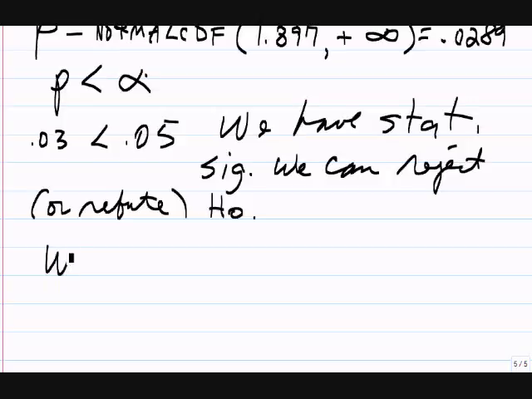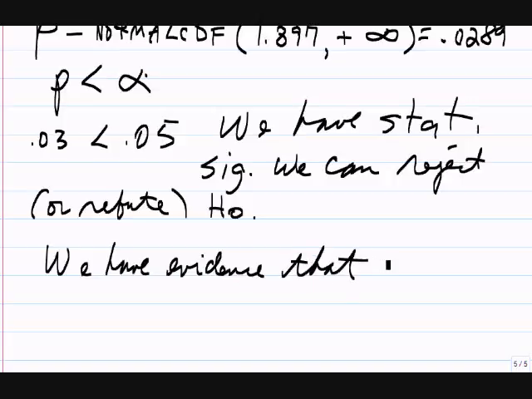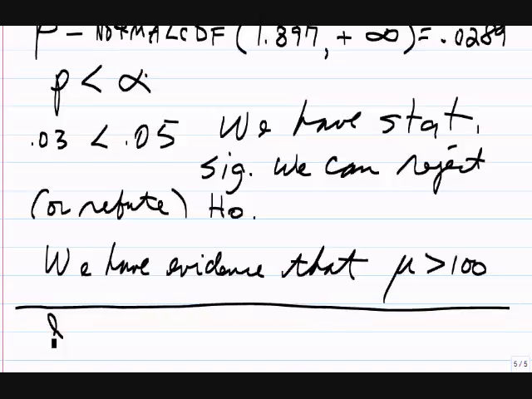We have evidence that our mean is actually greater than 100 and not equal to 100. Okay? Now what would happen if I had set my alpha to 0.01? We would not have statistical significance.